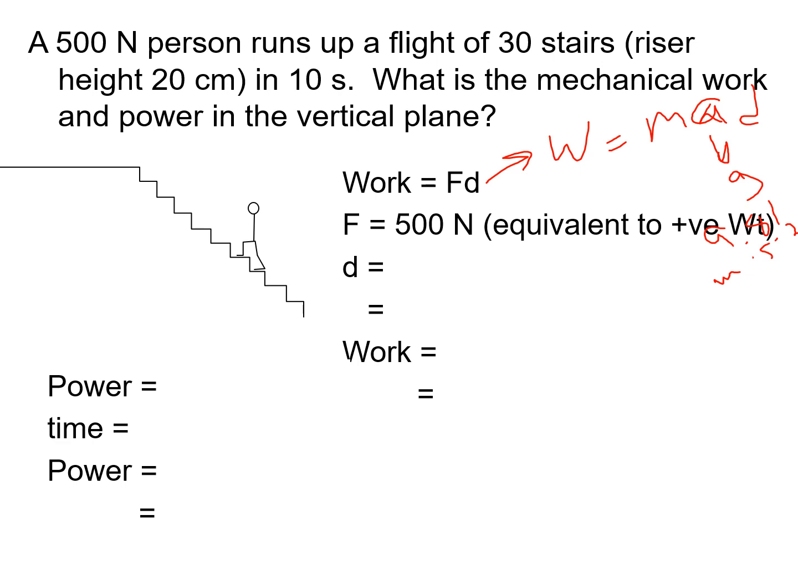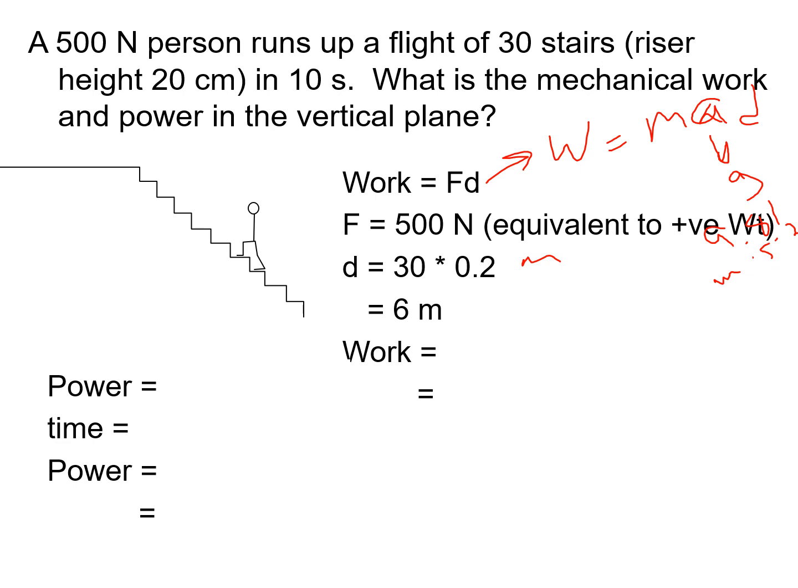Let's solve for displacement first, because I gave it to you in centimeters. So we have 30 times 0.2 meters here, because there's 100 centimeters in a meter. So first we do this conversion. Their displacement is 6 meters.